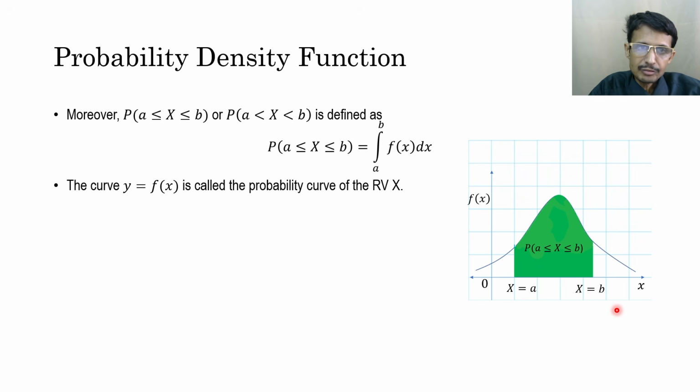Now, this probability density function we can understand more concretely by giving a range. If x belongs to the range between a and b, inclusive or exclusive of a and b, the probability is defined as P of a less than or equal to x less than or equal to b, which is equal to the integration from a to b of f of x dx. The geometrical interpretation is like this. This portion is called the probability of this distribution within the range a and b. The curve y equals f of x is called the probability curve of the random variable x.